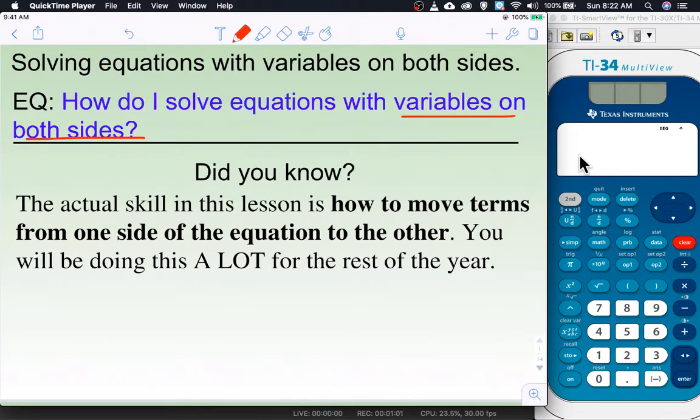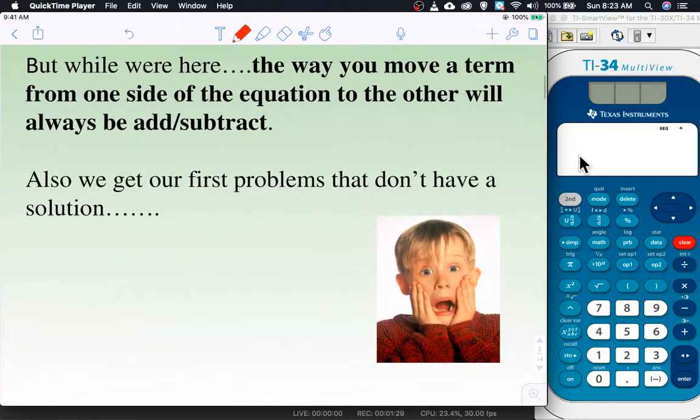Did you know that the actual skill in this lesson is how you move a term from one side of the equal sign to the other? And that's going to happen a lot the whole year. I mean, in the pre-algebra course and in algebra and beyond, it's very essential that you're able to move something from one side of the equal sign to another. Physics and chemistry and pretty much everywhere. But while we're here, the way you move a term from one side to the other is always going to be using an addition or a subtraction.